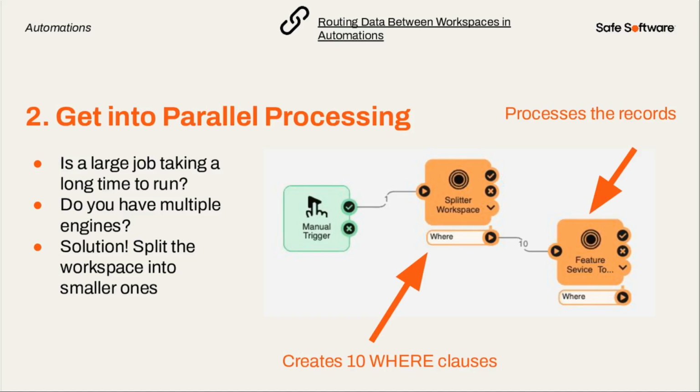In the past, I've done this with where clauses. So I have one workspace and all it does is create where clauses. I set that where clause on my reader, and that way I'm only reading in a small portion of the data at a time. Therefore, I'm processing my data more efficiently.